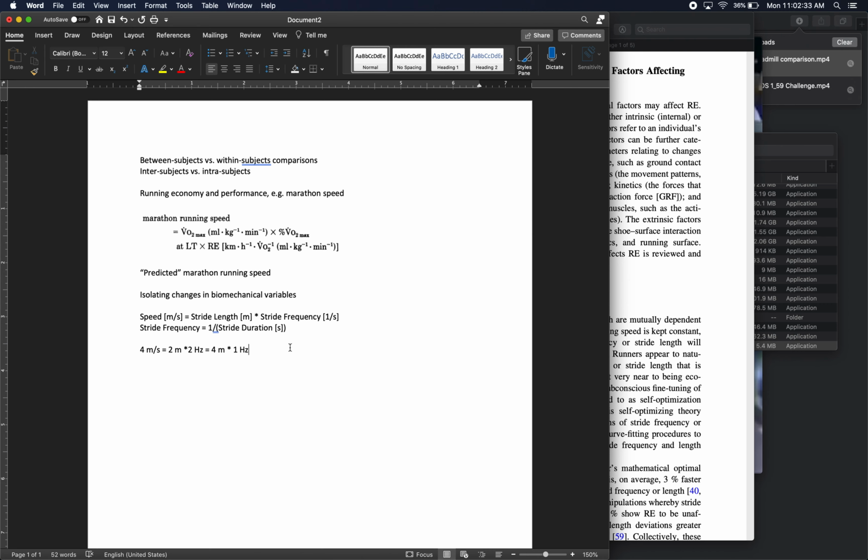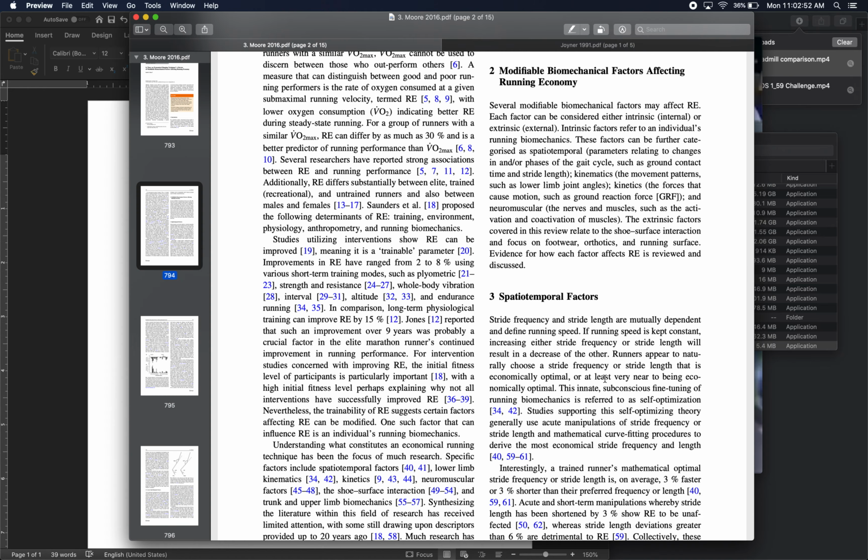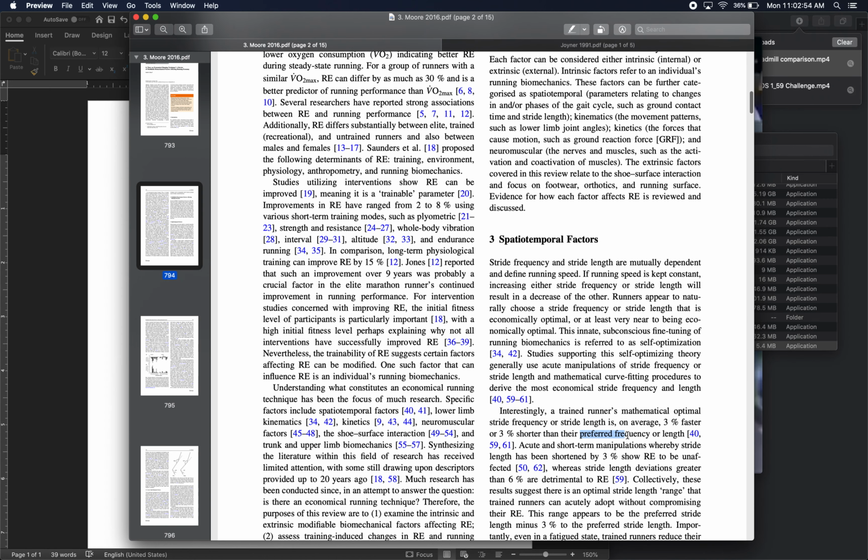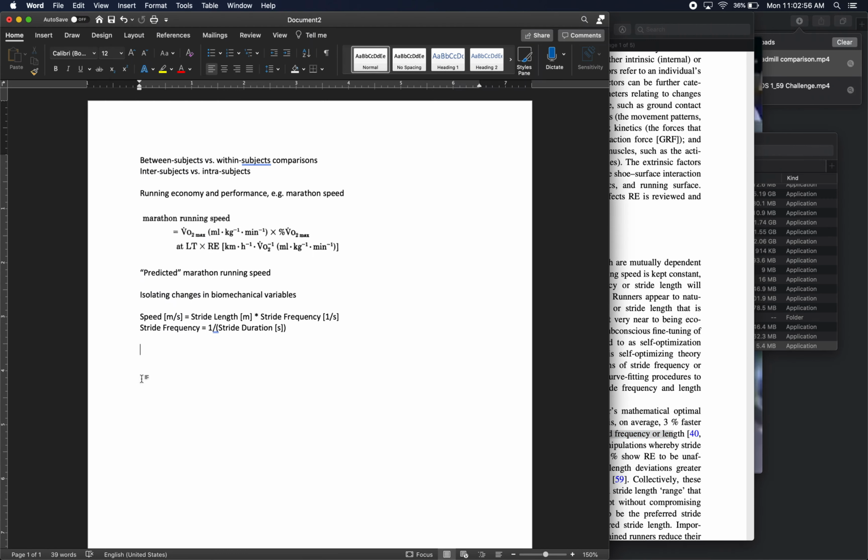Now, if you go out and run at 4 meters per second, you'll notice that from stride to stride, you aren't just randomly, arbitrarily changing your stride length and your stride frequency. Every stride, you're keeping more or less the same stride length and more or less the same stride frequency to run at that speed. Okay? And that's what she's getting at here when she talks about the runner's preferred frequency or preferred length. It's that combination of stride length and stride frequency that you naturally use to run at a certain speed.